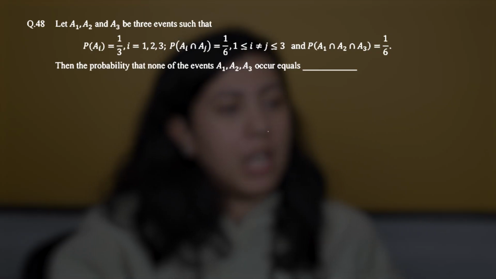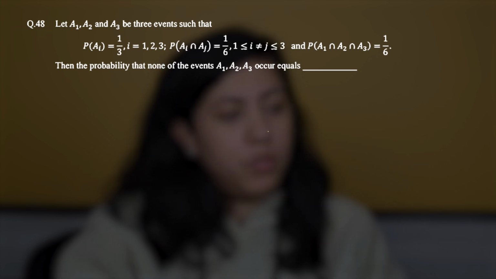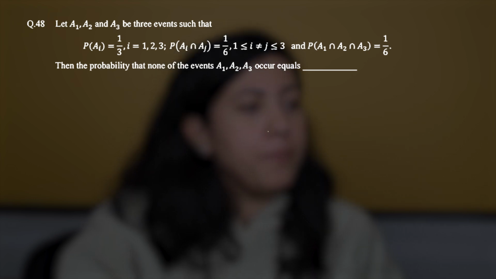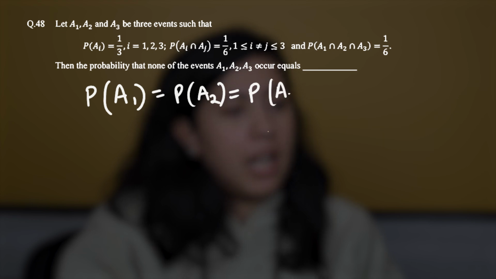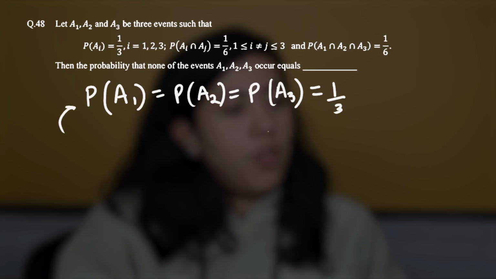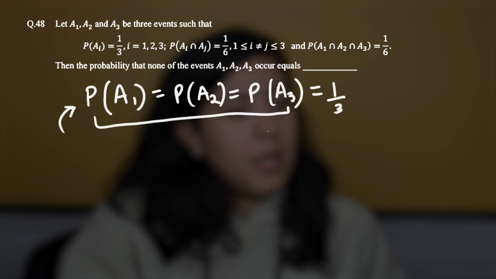Let's start the problem. In this question, we are given A1, A2, and A3, three events such that P of Ai is equal to 1 over 3. What is the meaning of this statement? It states that the probability of Ai, where i can be 1, 2, or 3, that is, probability of A1 is equal to probability of A2 is equal to probability of A3, that is equal to 1 over 3. Just for fun, these events are known as equally likely.